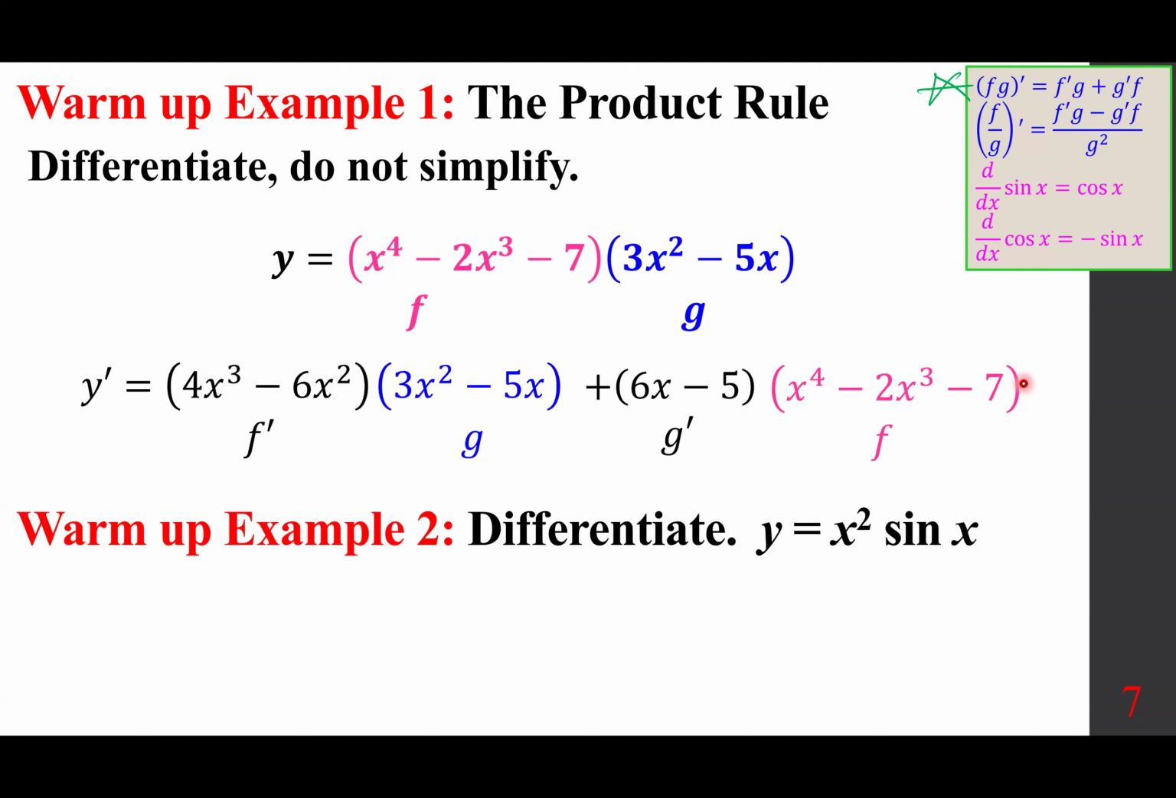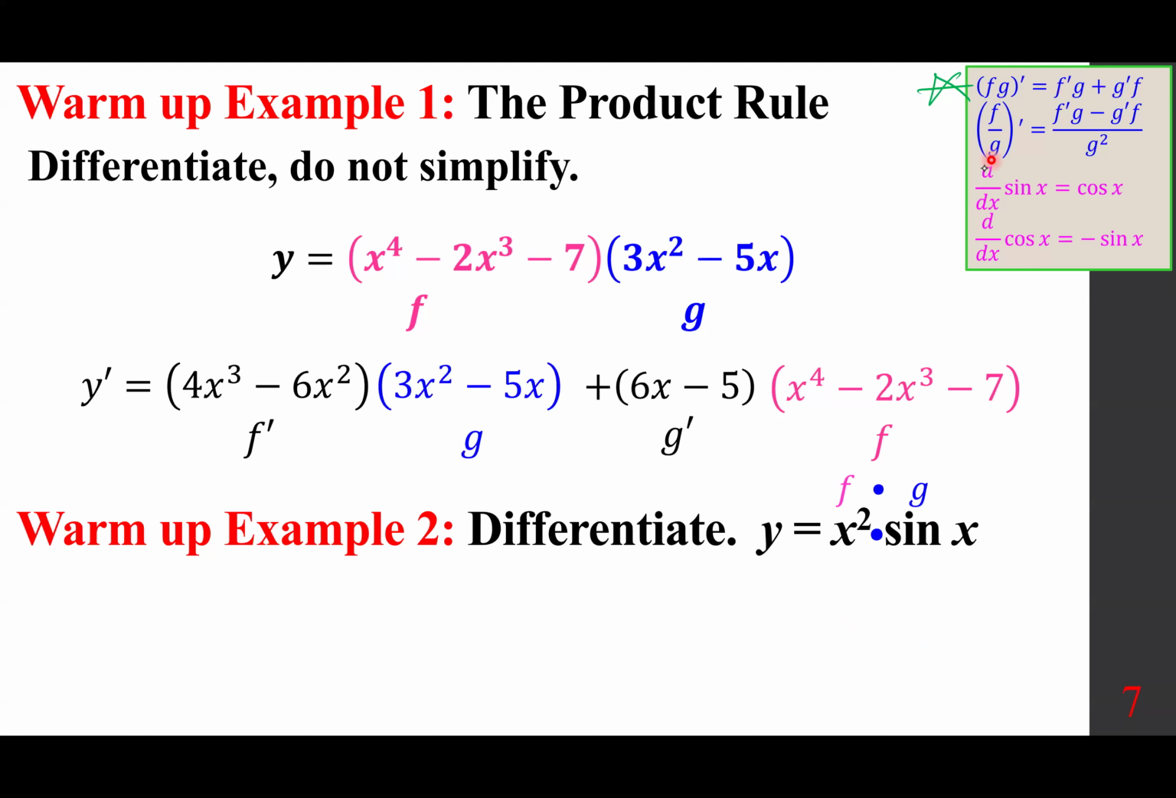Here's another warm-up example. We want to differentiate y equals x squared times sine x. We notice y is the product of two functions, x squared and sine x. So I'm going to put a raised dot in between to emphasize the fact that we are dealing with the product rule, everybody. So I'm going to call the first function f, namely x squared, and second function g, namely sine x. And I'm going to use the product rule.